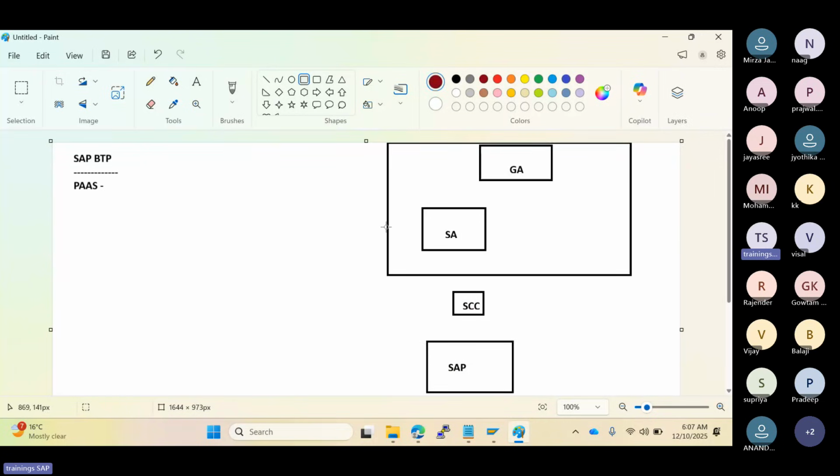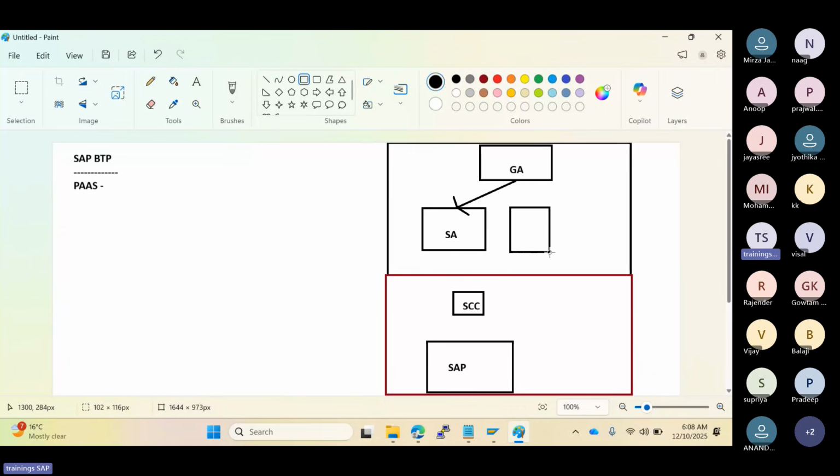Then this, your cloud connector and on-premises, is in the customer network zone. So from the global account you need to derive the sub accounts, which means you have to create them. If you want multiple sub accounts, you need to create them based upon the business, based upon your on-premises IT landscape or anything. You need to create multiple sub accounts here.